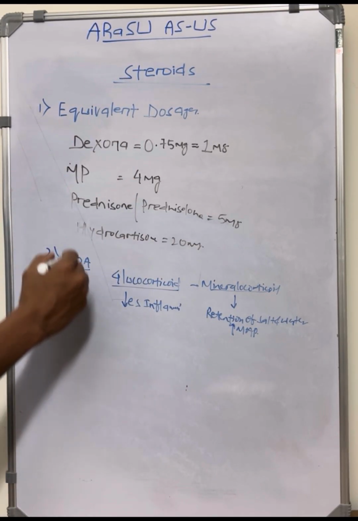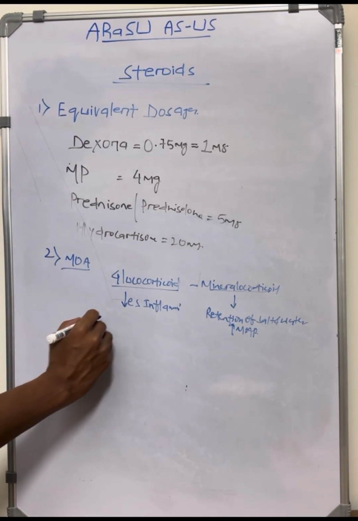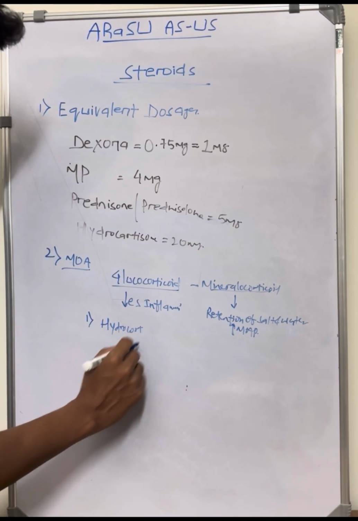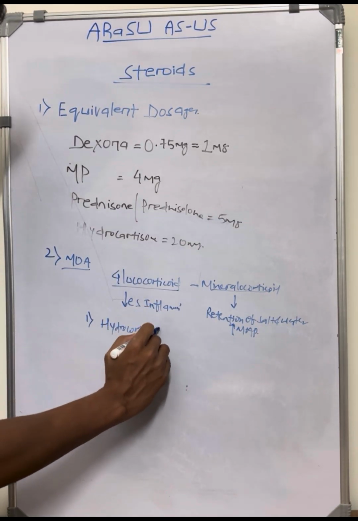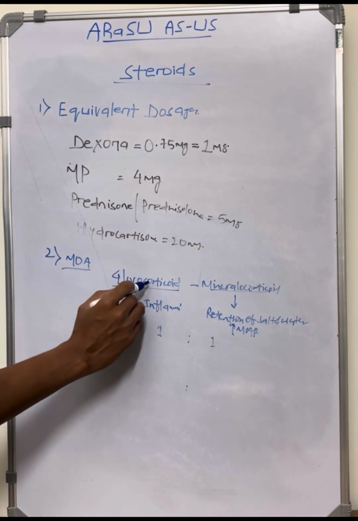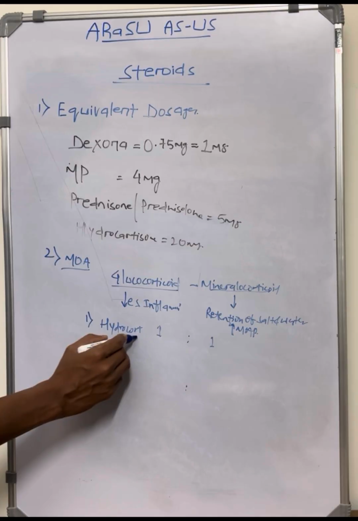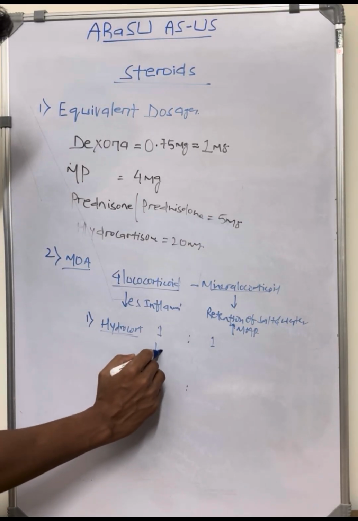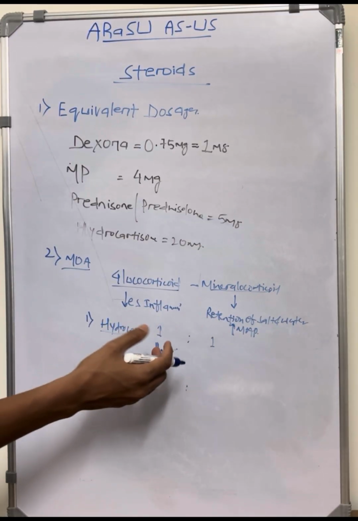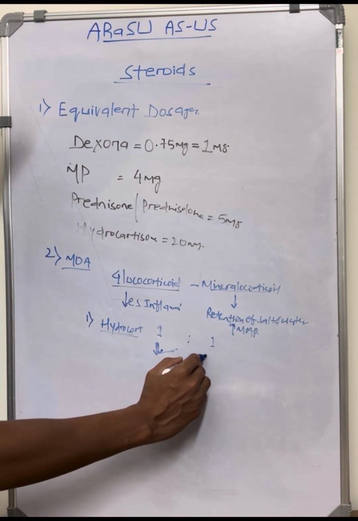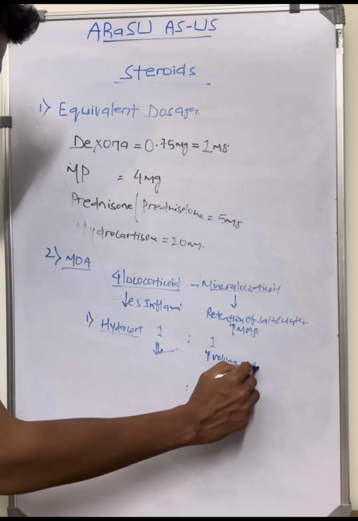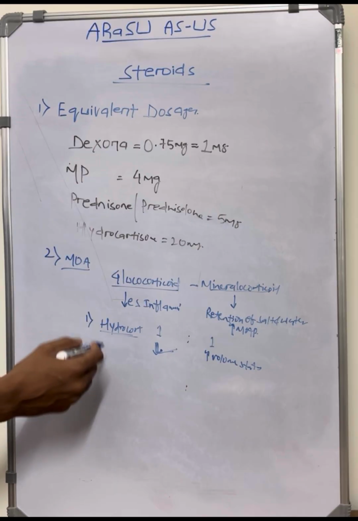Now here come the various drugs. For example, first, if we consider hydrocortisone, this drug has a 1:1 ratio, that is, it has both glucocorticoid as well as mineralocorticoid action. So it will reduce the inflammation, as well as it has the capacity to retain salt and water, leading to an increase in volume status. So this drug is used in septic shock.